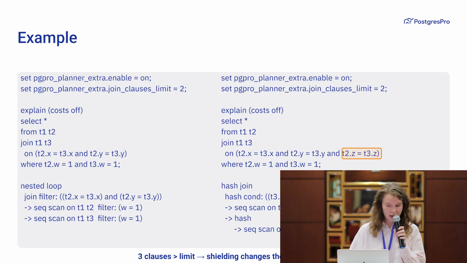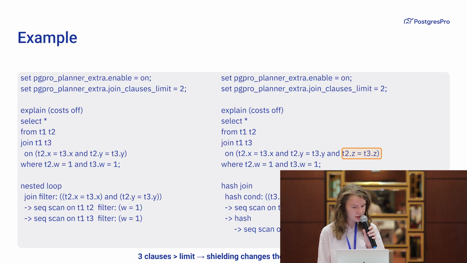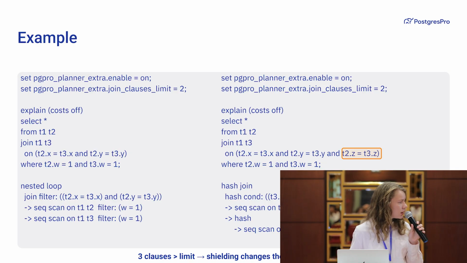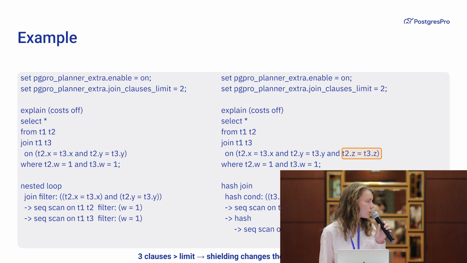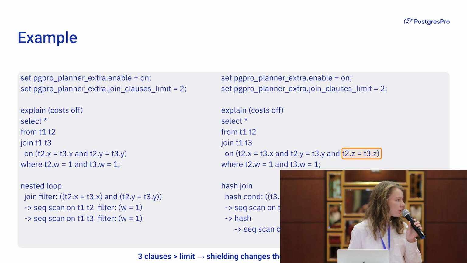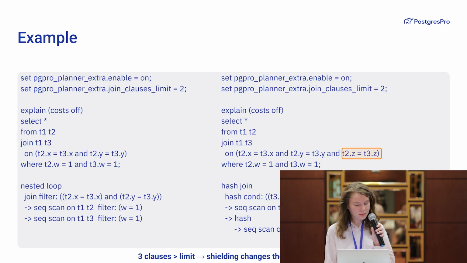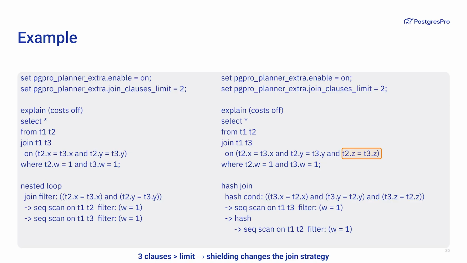I also need to mention that this example is intentionally simple. We don't have any extra predicates, because such predicates can reduce the number of clauses through equivalence classes. So in such cases, when the planner reduces it through equivalence classes, the limit is also not exceeded.